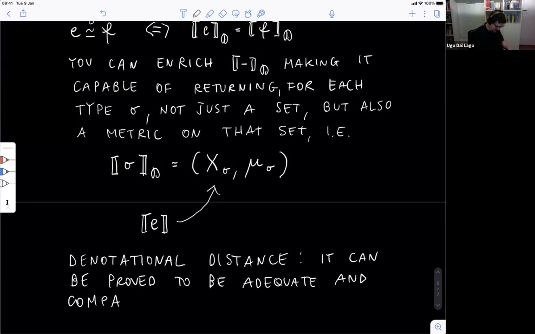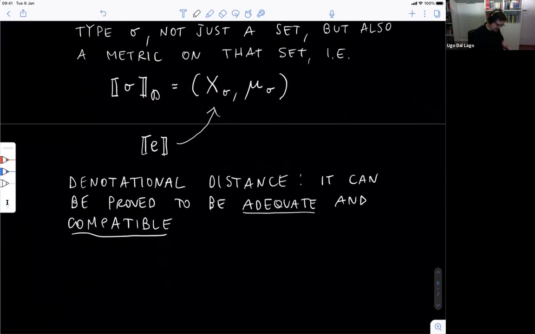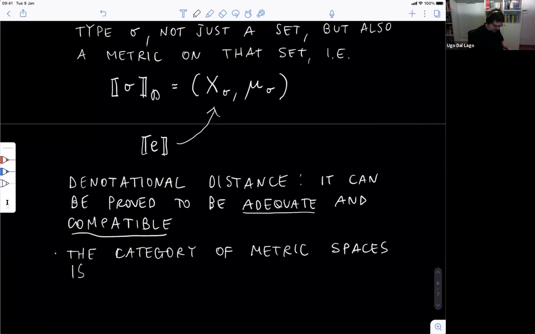The two are synonyms. But there is an observation I want to make. The category of metric spaces is well known to be symmetric monoidal closed, but not Cartesian closed.